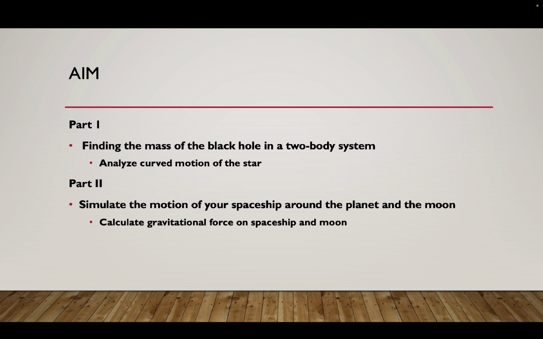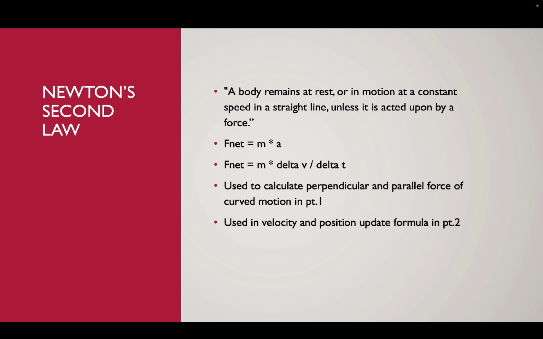The end of the lab is to find the mass of the black hole in the two-body system and analyze the curve motion of the star. And in part 2, we'll have to simulate the motion of the spaceship around the planet and the moon. To do that, we need to calculate the gravitational force on the spaceship and the moon.